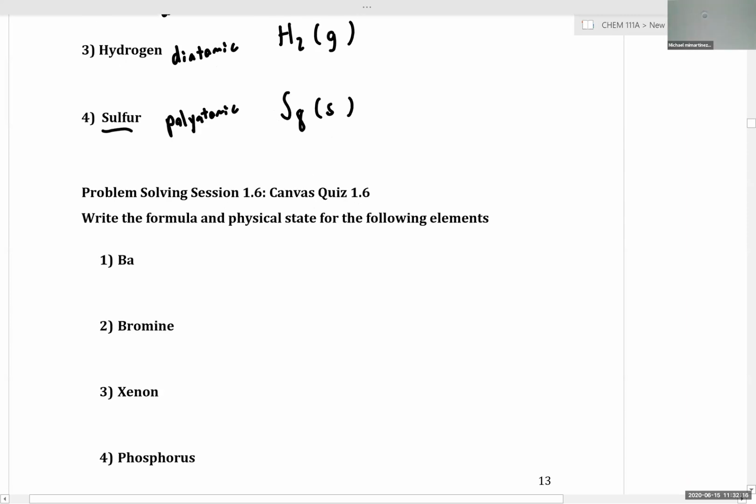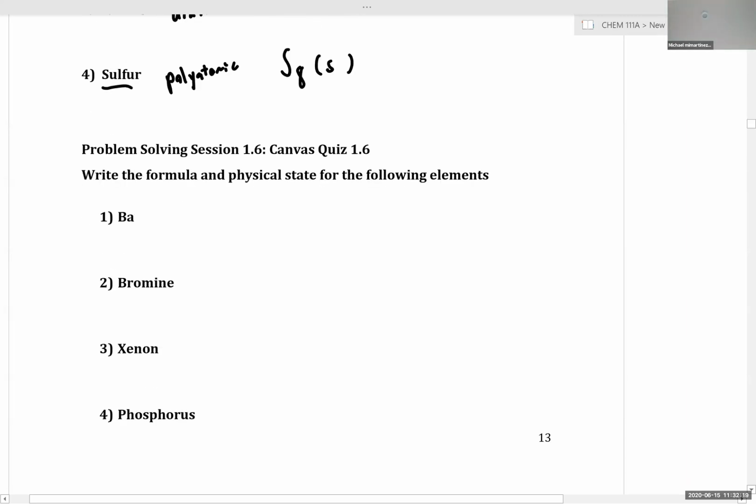This is Canvas Quiz 1.6, and I'd like you to write the formula and physical state for the following elements. In Canvas, you're selecting from a drop-down menu, and I'll check to see how everyone's doing on Canvas Quiz 1.6. So we'll spend about 2 to 3 minutes on this. This should be pretty fast. And you're more than welcome to message me your proposed responses for each of these 4 parts in the chat feature.